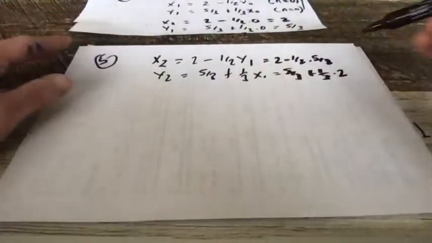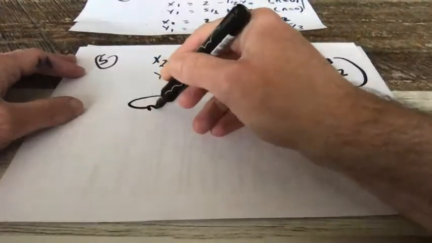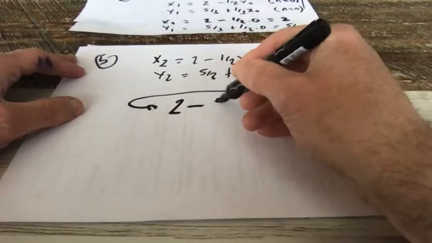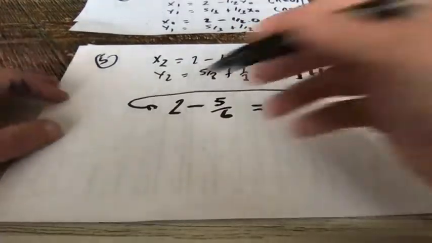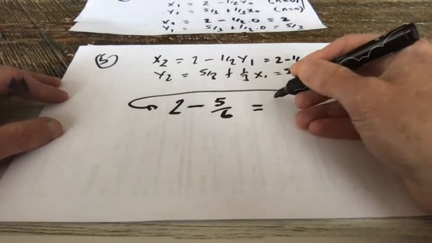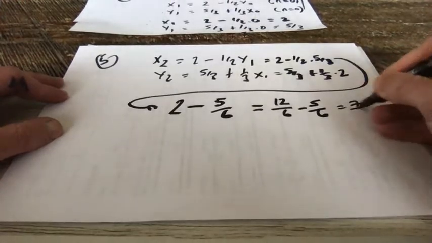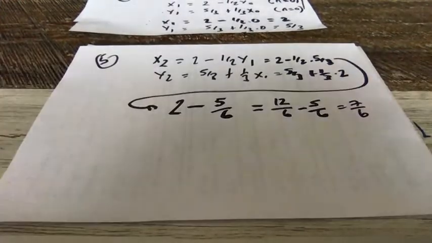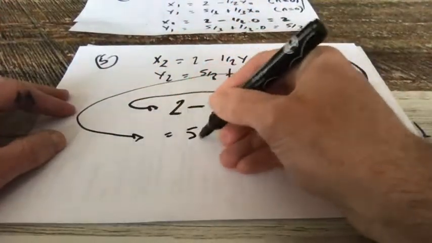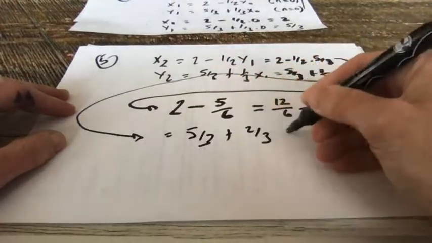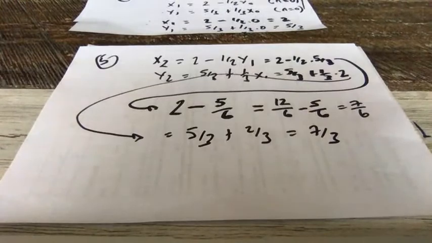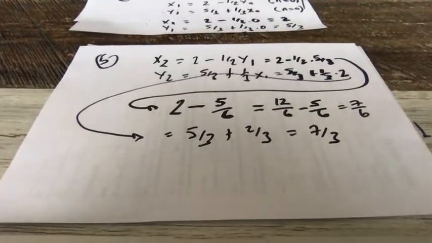So can I come down here? I'm sorry to do this to you. So that's 2 minus 5 over 6, and this is 12 over 6, isn't that right? So you get 7 over 6. And then for y2, again, sorry to do this, you get 5 over 3 plus 2 over 3, which is 7 over 3. So after 2 iterations, you get 7 over 6, and you get 7 over 3. Okay?